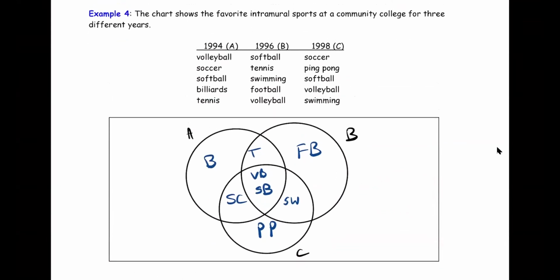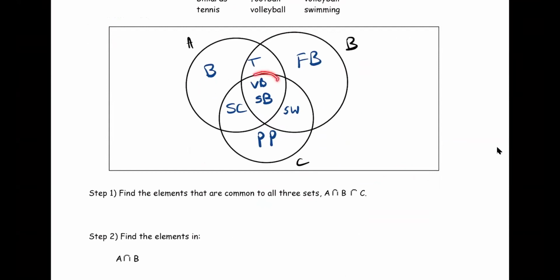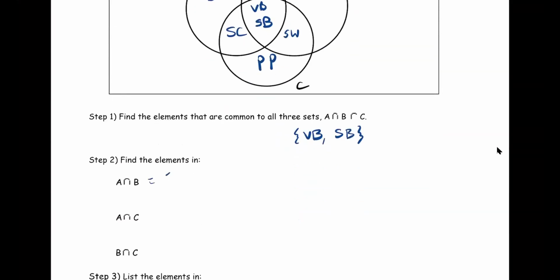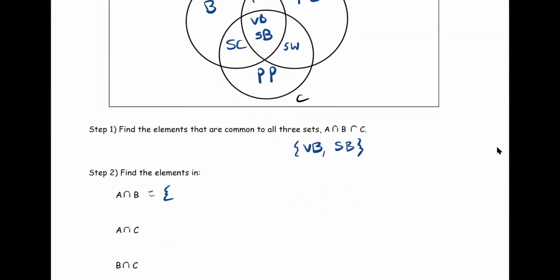Okay. Now it says find all the elements. Well, we already found what's common to all three. That would be those two sports, right? So I'm just gonna write volleyball and softball. All right, find the elements that are in A and B. You have to write all three of these, right? So tennis, volleyball, and softball. And then what's common between A and C?